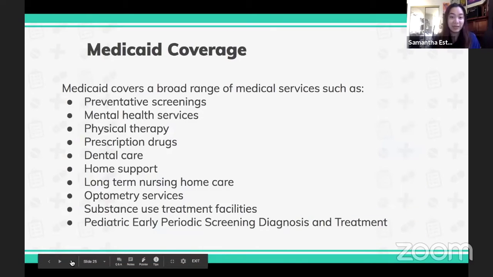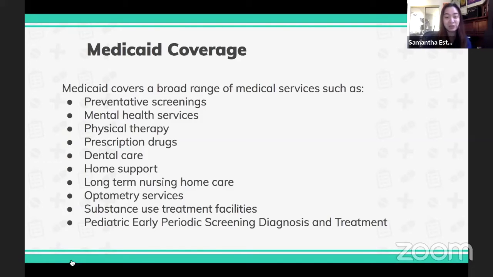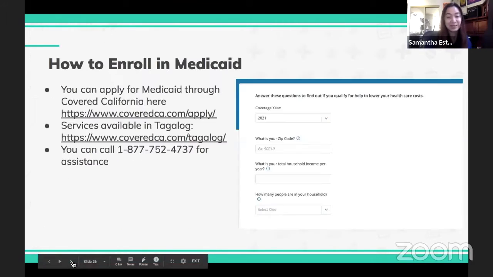Things that Medicaid covers once you get it are things like preventative screenings, mental health services, physical therapy, prescription drugs, dental care, home support, long-term nursing home care, optometry services, substance use treatment facilities, and pediatric early periodic screening, diagnosis, and treatment. And something about Medicaid is that it usually offers really cheap insurance. Sometimes the premium is like $1 per month, and it really just depends.